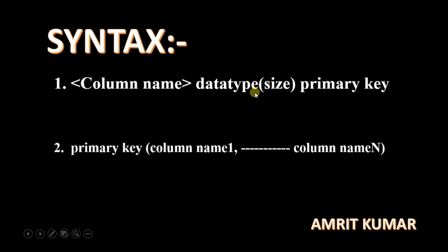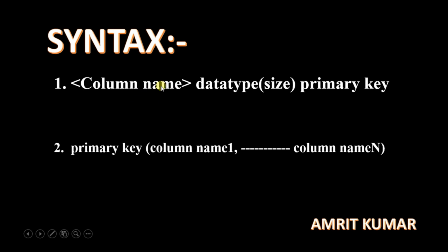Data type is the reserved keyword. Here the data type can be character, it can be number, it can be long, anything like that. We have studied the data types in the data type videos, and here you should use the size of the data type, and then the primary key, which is the reserved keyword. So this is the syntax of applying the primary key on a certain column.